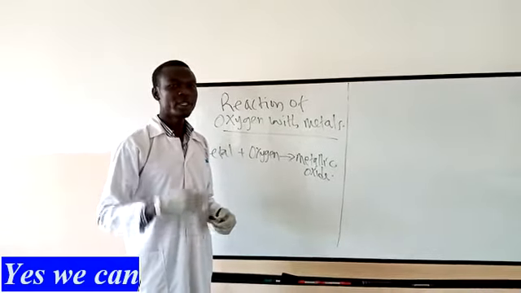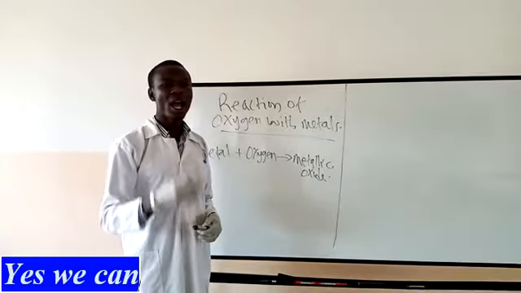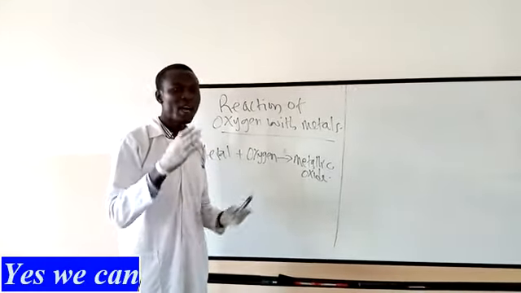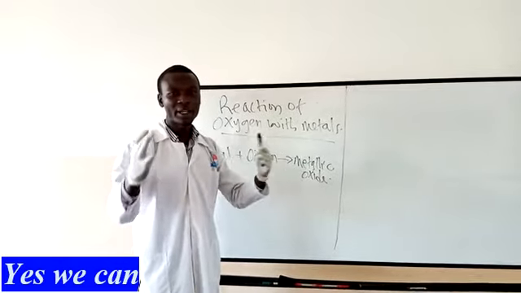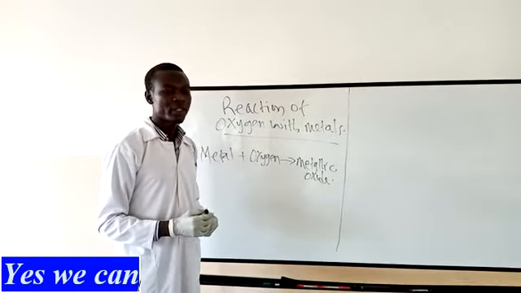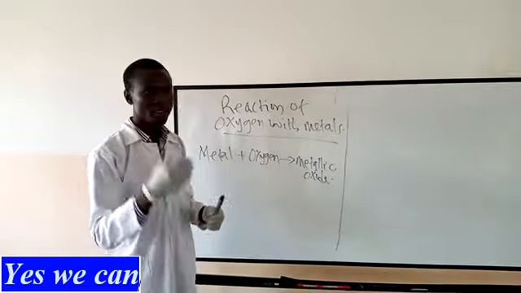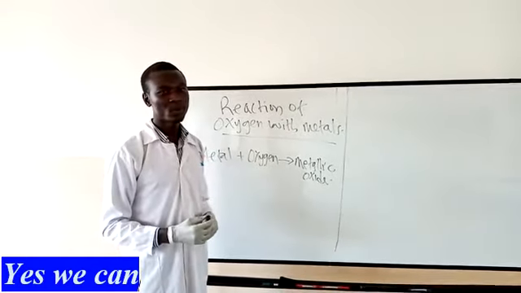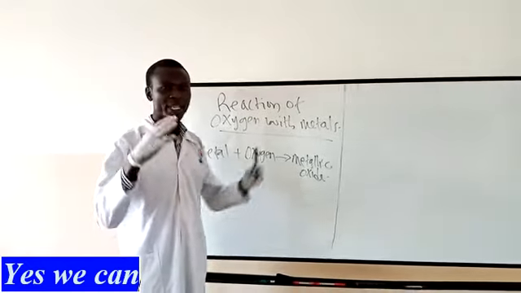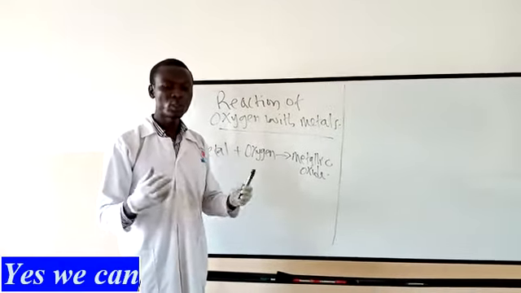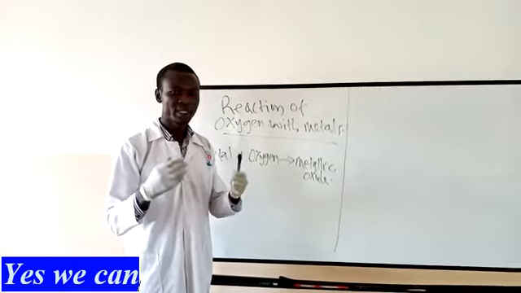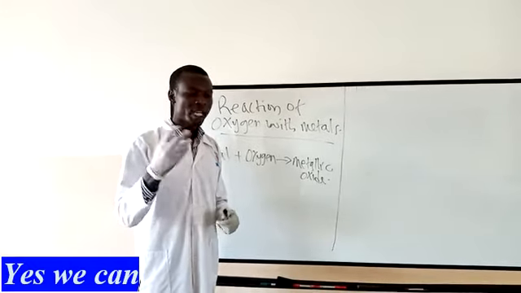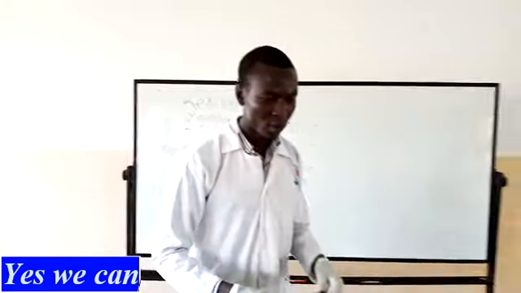And then some of the metallic oxides are amphoteric in nature. That means they have acidic characters and basic characters. So today we want to look at how these metals react with oxygen. And basically we know that air contains oxygen. Therefore we are going to burn these metals in open air so that it reacts with oxygen. So let's go to the practical bit.